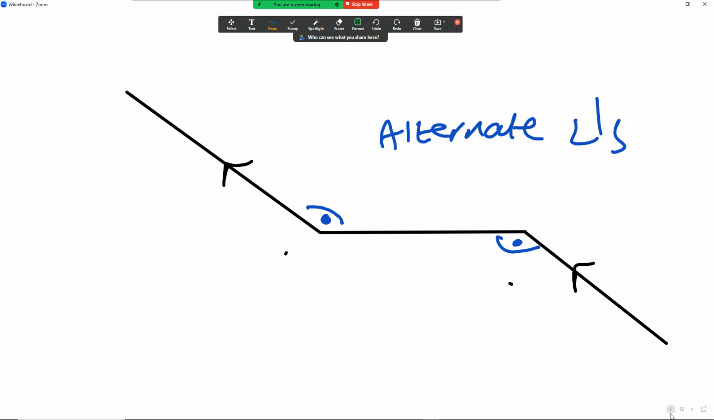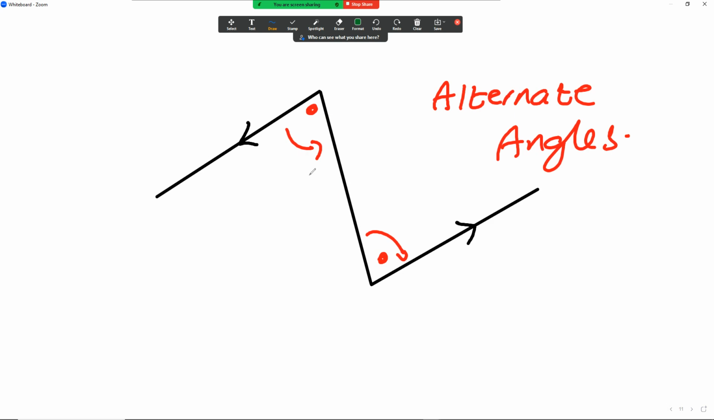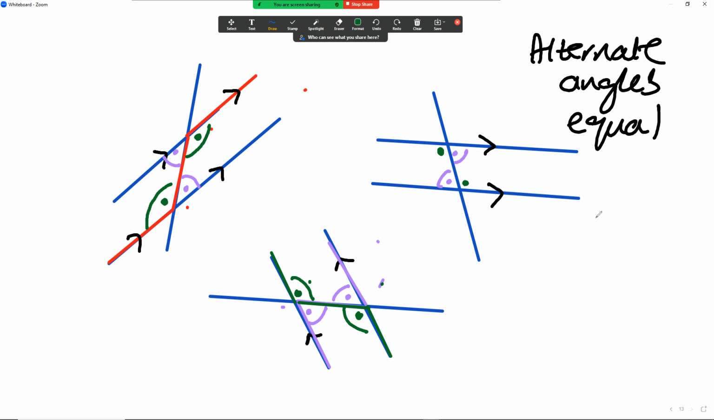So this type where it's an obtuse angle, these are obtuse alternate angles. And this one over here is acute alternate angles. Okay, acute alternate angles for that. Okay, and those are known as alternate angles.